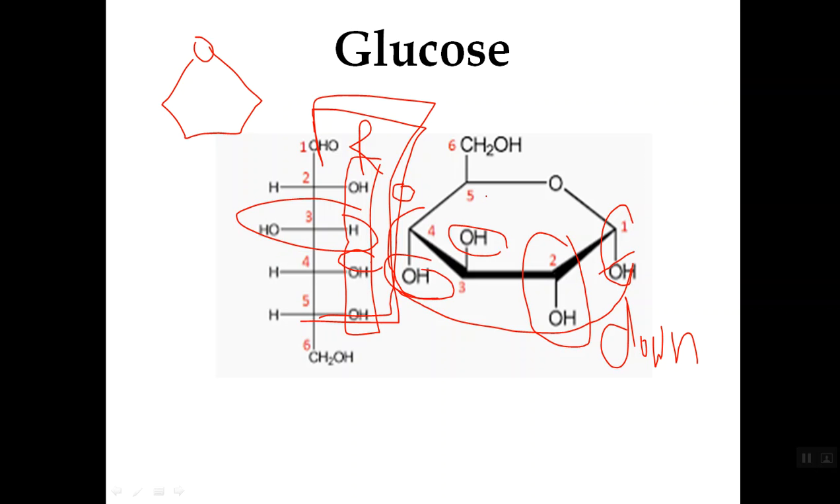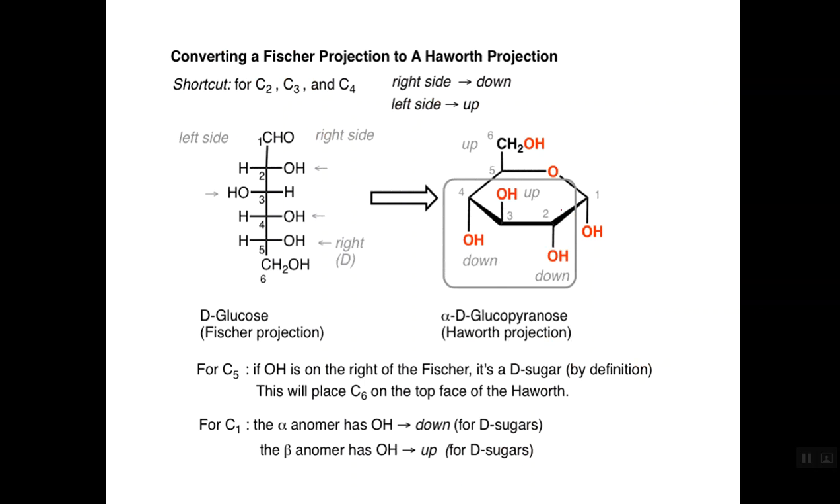And at C5, since the hemiacetal ring or the cyclic ring structure formation takes place, it is joined with the C1 atom, and to the C5 there is attachment of the C6, that is CH2OH. So this is the Haworth structure of the glucose.